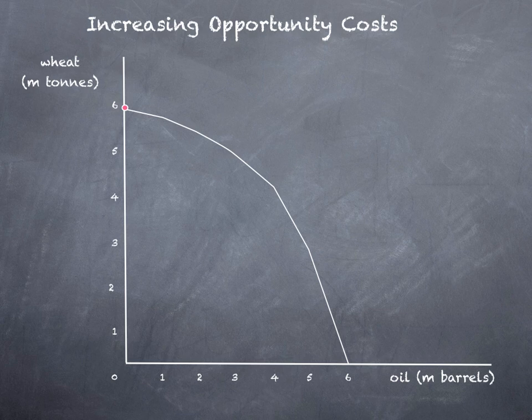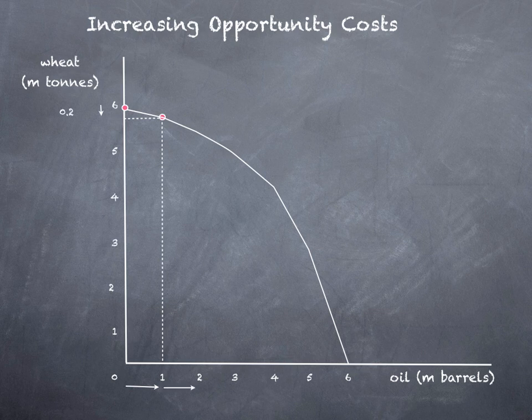Now what if we aren't happy with this and we want to produce 1 million barrels of oil? Well, this is going to require some of the factors of production currently used for wheat being transferred to drill for oil. This results in a loss in output of wheat, or as we say, an opportunity cost. How much does this 1 million barrel of oil cost? We can work this out from the PPF. Here we can see that we have to give up 0.2 million tonnes of wheat.